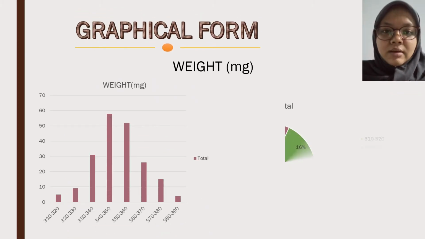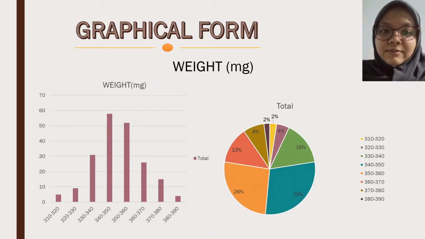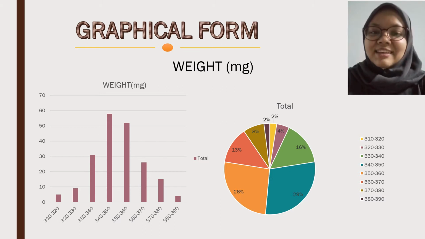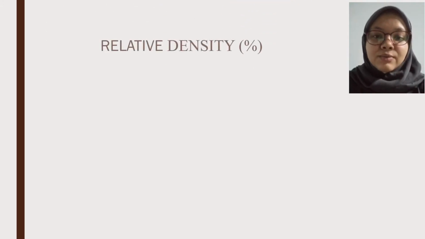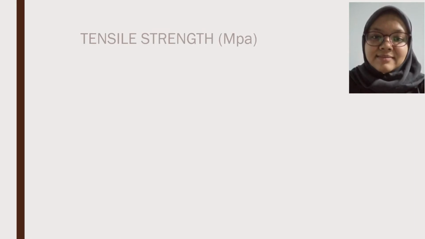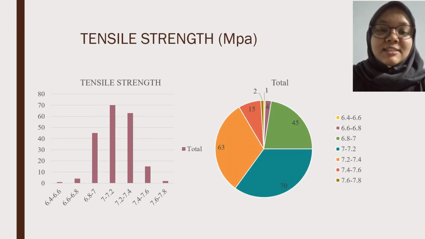Other than that, the graphical method would give us a better view as we can see the difference easily. From the column and pie chart, we can easily find the highest count for the weight, for the relative density, and also for the tensile strength. We could also see the consistency of the production as the highest count for each characteristic is not much different from the lower and the upper count.